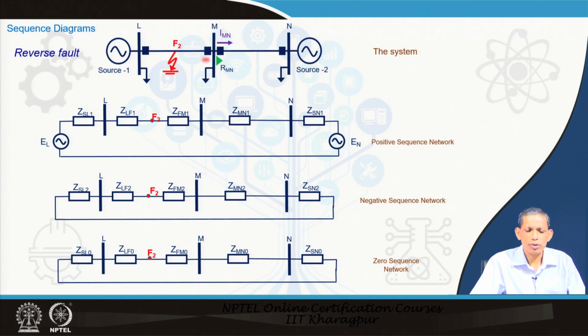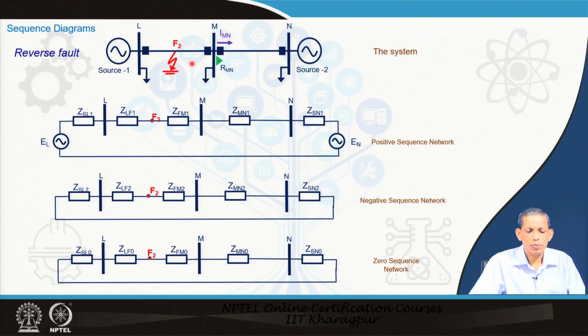Same system, 3-bus system, to understand the concept. So, at bus M we have this relay and it is forward looking in this direction. The corresponding current through this relay will be I_MN. Now, fault happens to be there in the system at F2. For this relay there is a reverse fault.